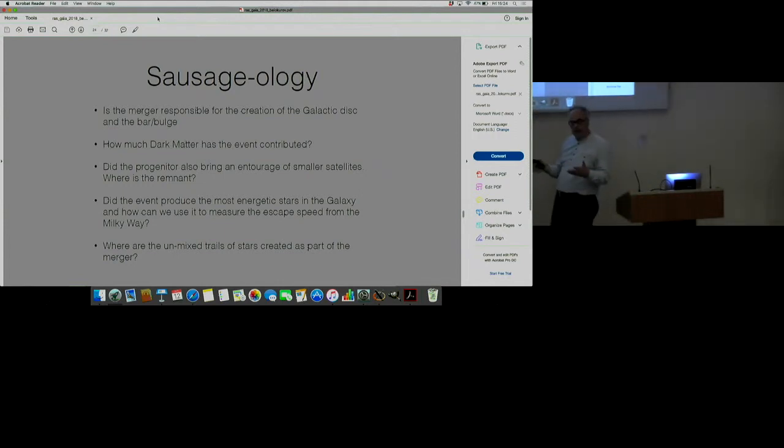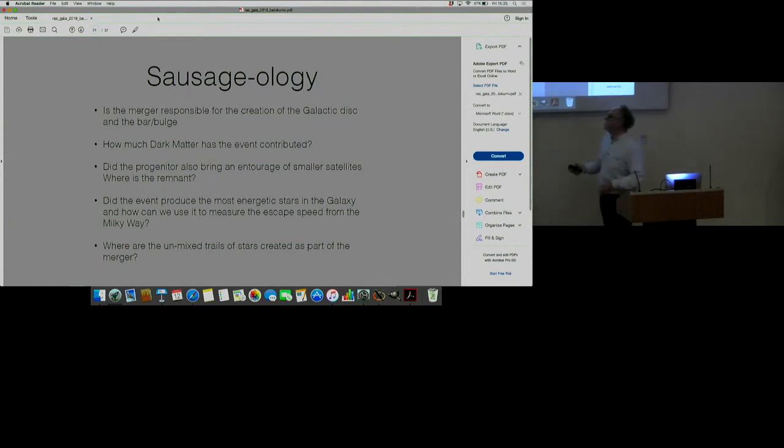How much dark matter has this event contributed? And does the dark matter show similar behavior in terms of structure in velocity space as to the stars? Did the progenitor not merely bring globular clusters? Did it bring small satellite galaxies? This object clearly is of the size of the Magellanic Clouds, and we know that the Magellanic Cloud has a satellite galaxy, probably further satellite galaxies.